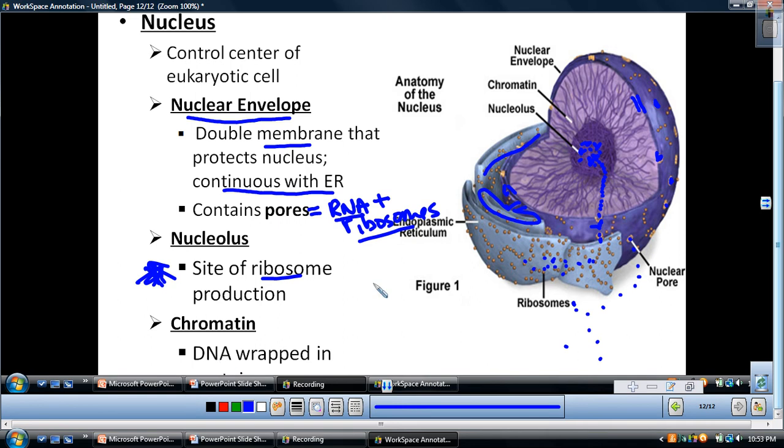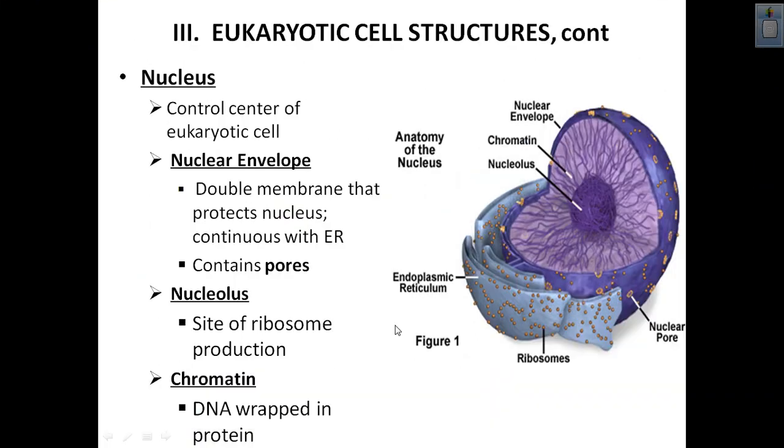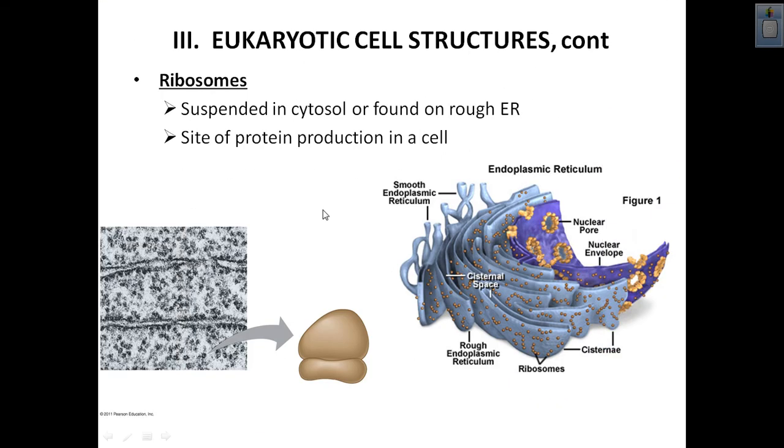The chromatin are the squiggly lines that you see in here, and that, once again, is DNA wrapped in protein. So those are the nuclear structures. The ribosomes, we'll talk a little bit more about those here.